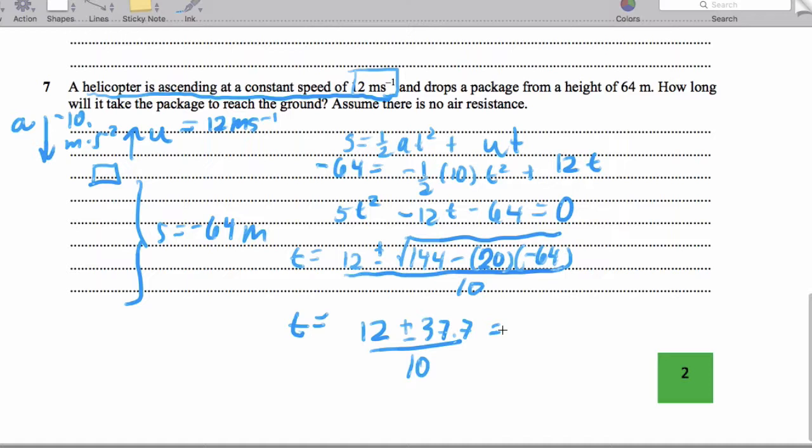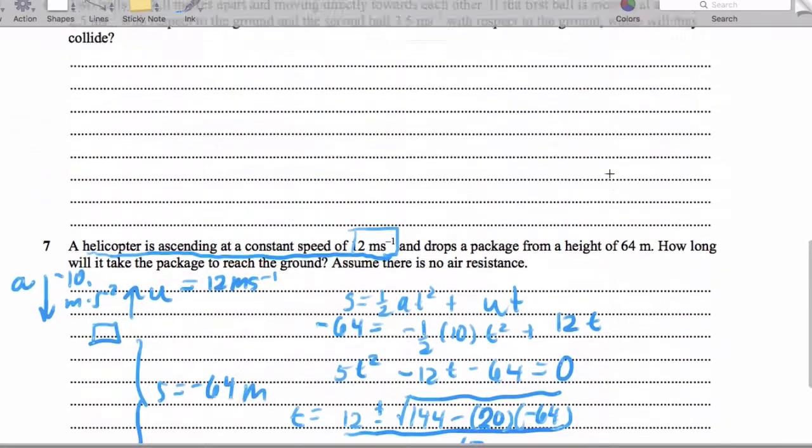We're only going to end up getting one positive number here. And so I'm going to end up getting, if we take this out to 2 sig figs, 5.0 seconds to hit the ground. All right. So that's the answer that I'm getting to number 7.